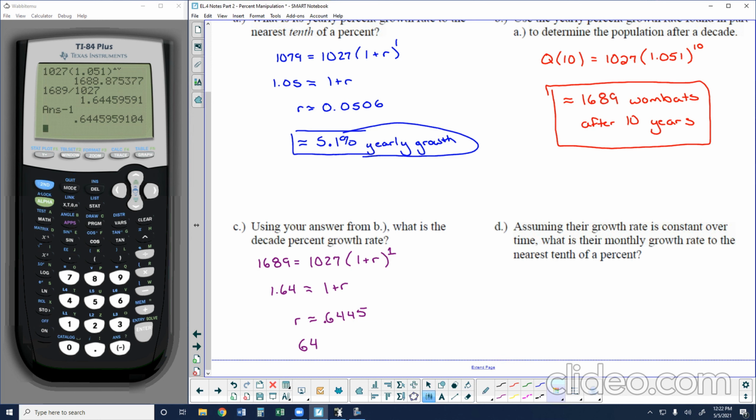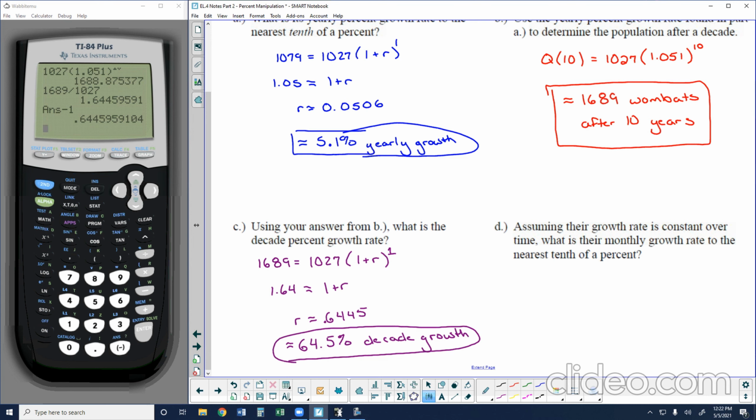So 64.45, or let's make this 64.5, approximately 64.5% decade growth. And so what we're able to do here is manipulate these percentages to show how the population is increasing first over a year and how the population is increasing over a decade.